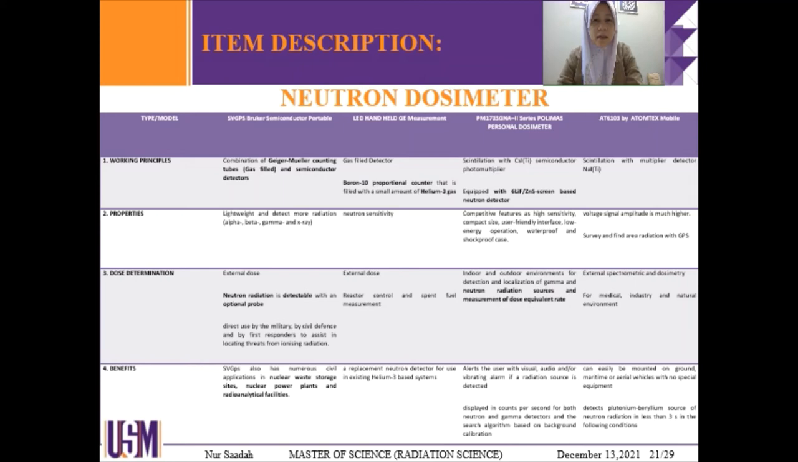LED, handheld measurement detector. The working principle is a gas-filled detector, and inside the detector there is a boron-10 proportional counter that is filled with a small amount of helium-3 gas. The neutron sensitivity, and for the external dose, also reactor control and spent fuel measurement. The benefit for the detector: a replacement neutron detector for use in existing helium-3 based systems.